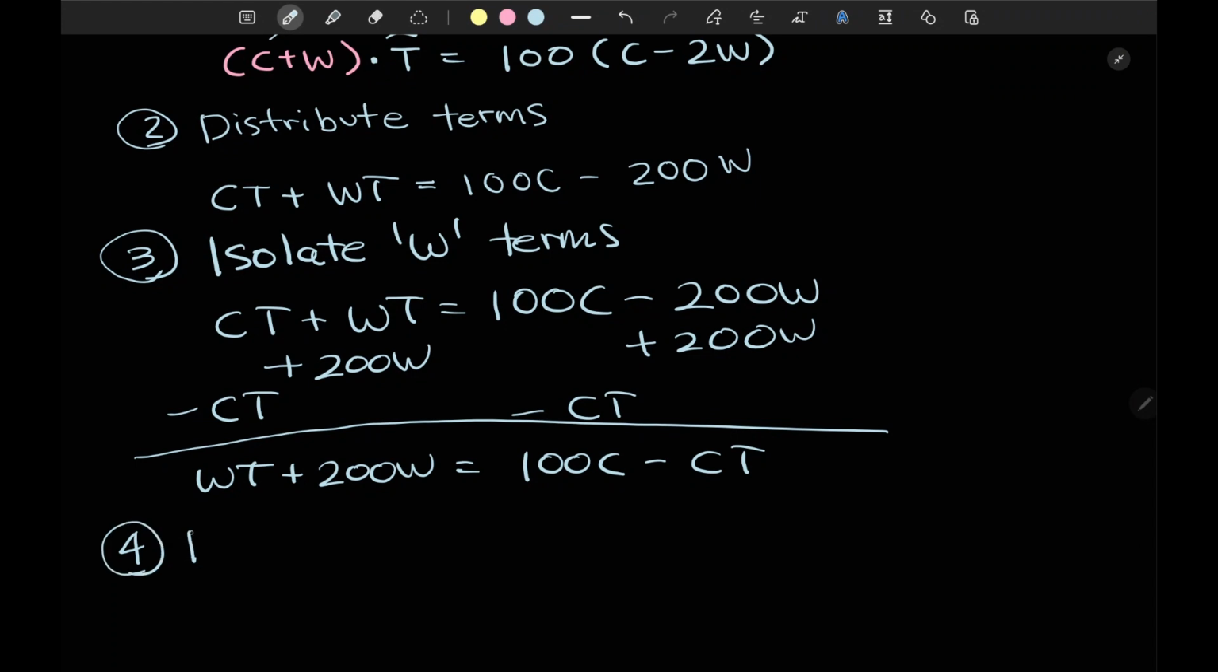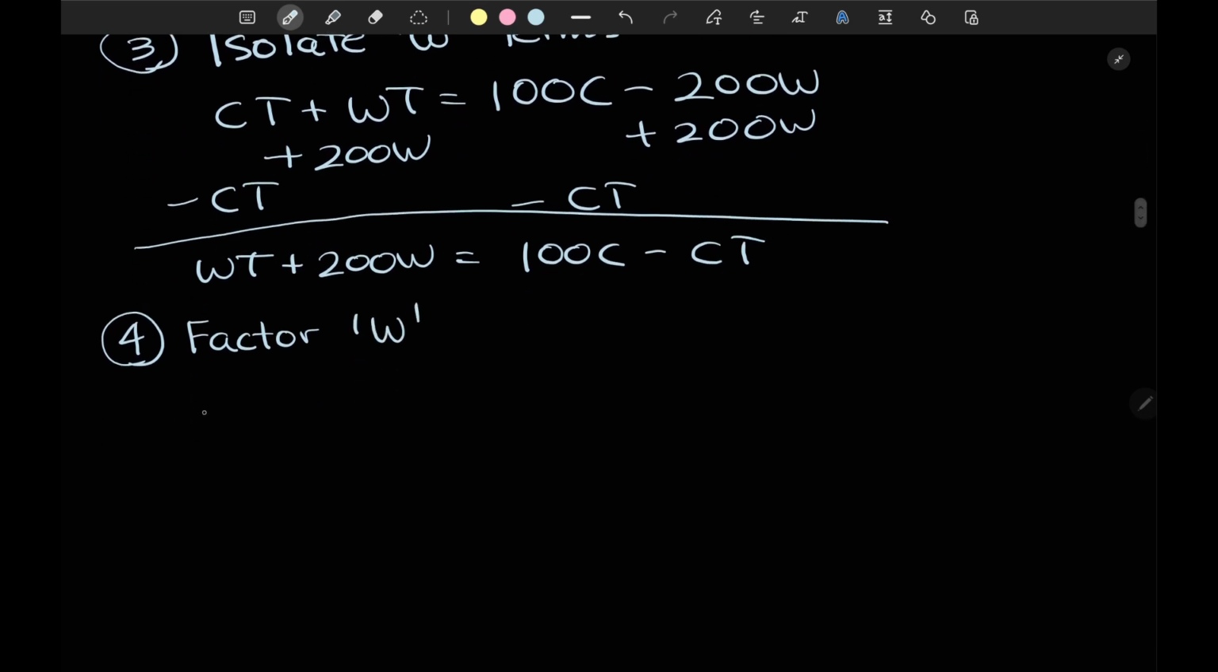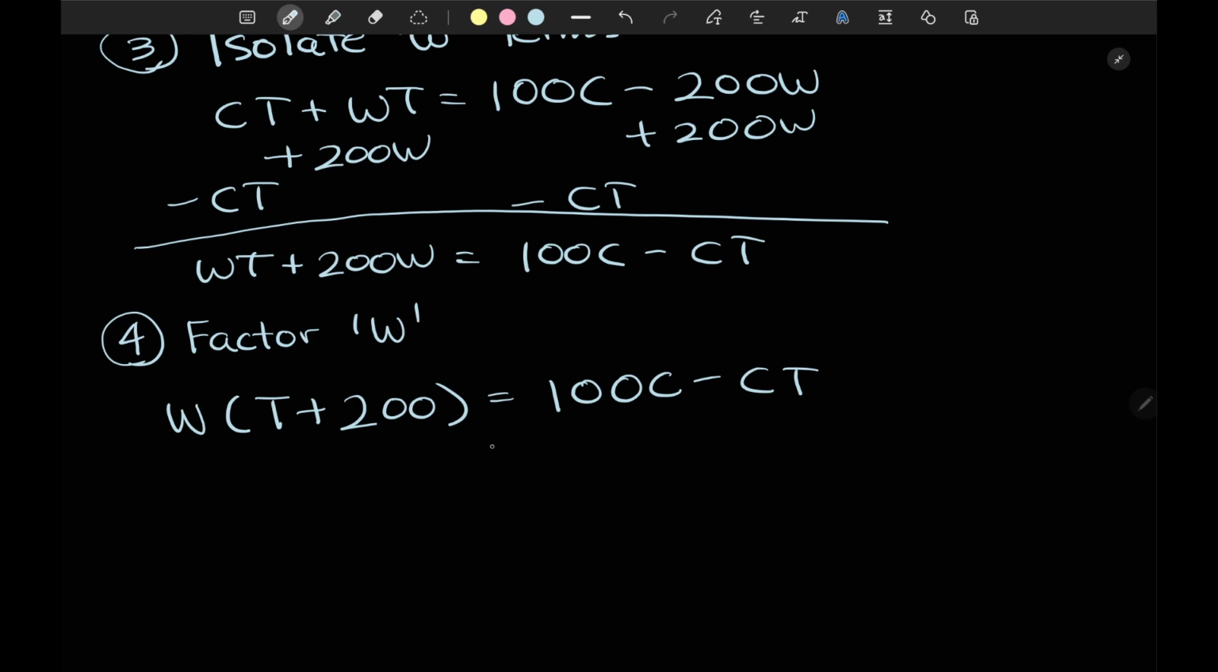So next, we are going to factor out a w out of the left-hand side, and that's going to leave us with w times t plus 200 equals 100c minus ct. And also notice that there is a c in both terms on the right-hand side, so this we can also factor out to get c times 100 minus t.